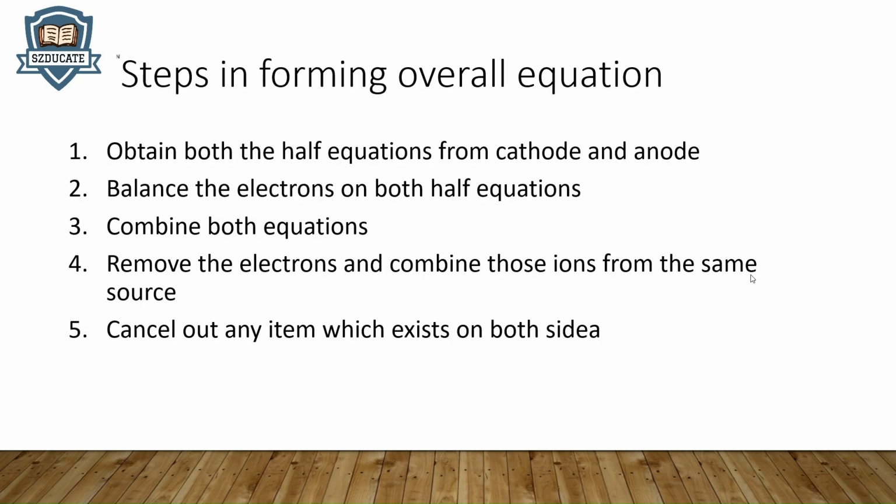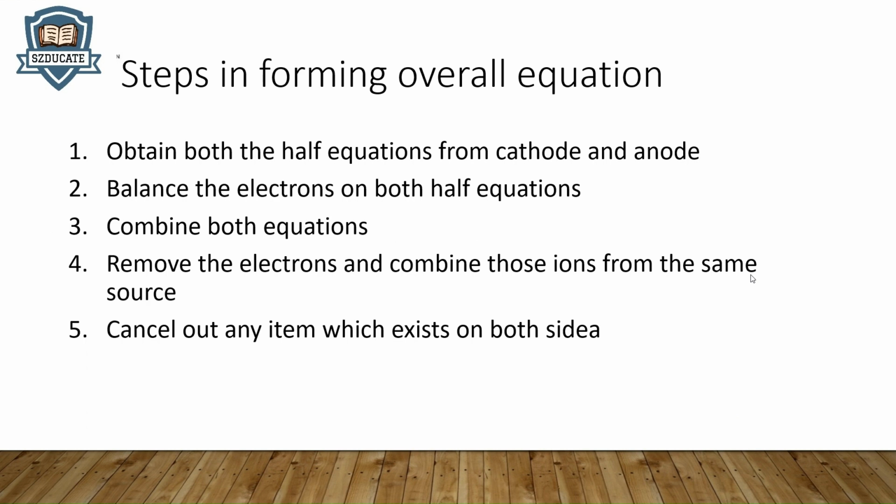Let's go. Now, steps in forming the overall equation. First, make sure you have obtained both the half equations from the cathode and anode. Make sure they are correct. Next, you balance the electrons on both sides of the half equations. Make sure that the electron numbers are the same. Third, you combine the equation. Reactant side put to reactant side, product side combine product side.